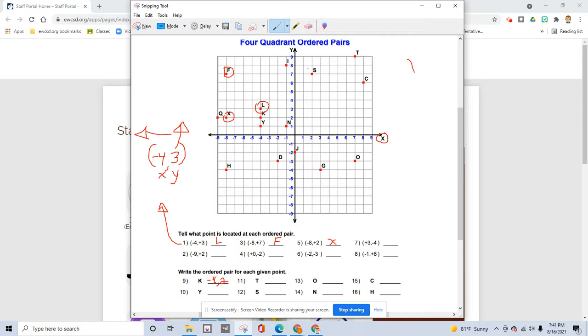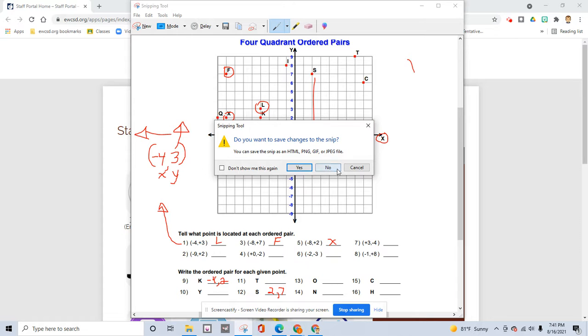Let's do another one. How about S? How did I get to S? In order to get to S, I start at the origin. I don't go up 7, right 2. I start with going left or right. I'm going to go right 2, and then up 7. Over 2, up 7. Okay? We're going to practice this all week to make sure we're good at it.